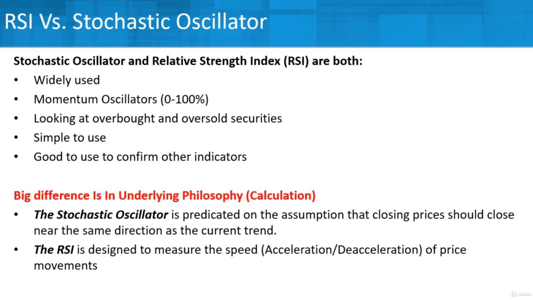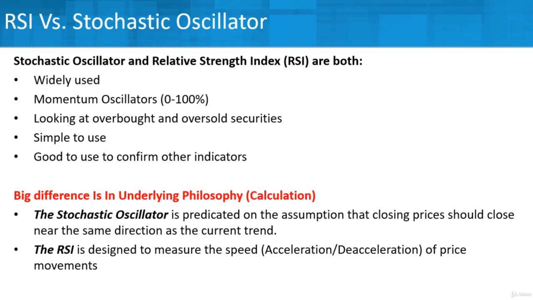And they're simple to use. You can just choose your parameters, and it'll overlay the graph, and you can just watch for the conditions, the buy and sell signals, as we learned in the previous lessons. And they're really good to use to confirm with other indicators. So if you're using something else as your primary indicator, a candlestick pattern, a chart pattern, maybe a moving average, whatever it might be, the stochastic oscillator and relative strength index are good to use to confirm what you're seeing.